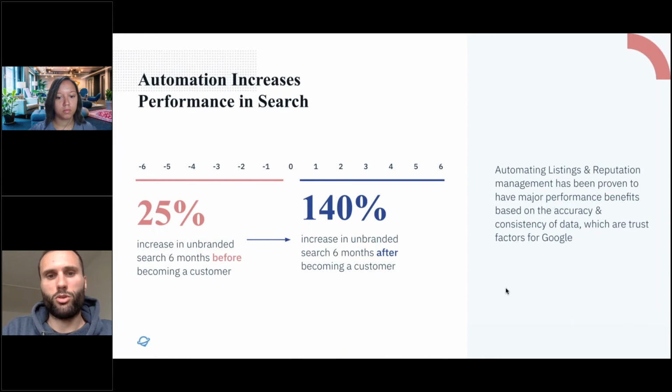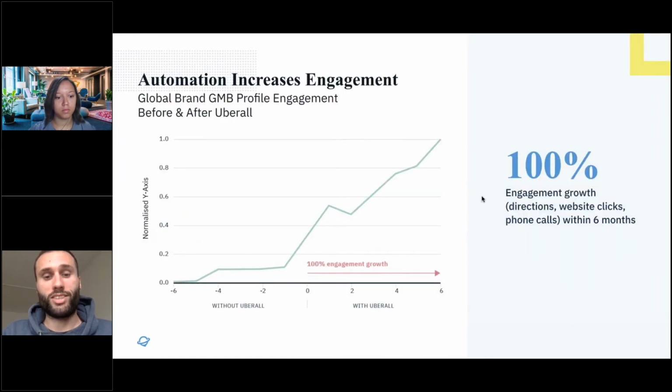And then when we look at engagements, so not just visibility, but engagements as well, we found that there was also a strong impact here. 6 months before becoming a customer versus 6 months after, there was 100% engagement growth on average across all the locations that we analyzed for this. So there was a multi-thousand location analysis that went in here. It's very interesting to see the impact that the data management and reputation management or review management platform has on visibility and conversions, and you can actually measure that within these platforms as well to show that ROI.